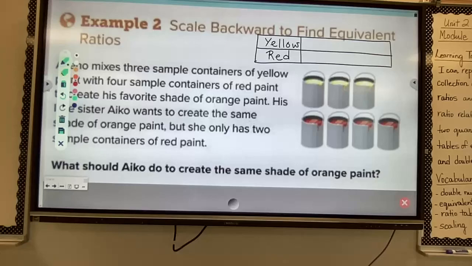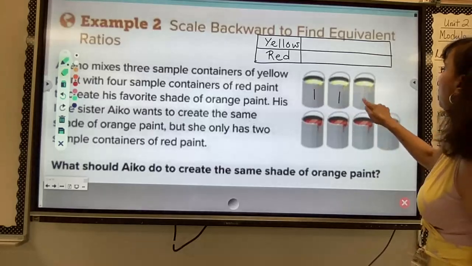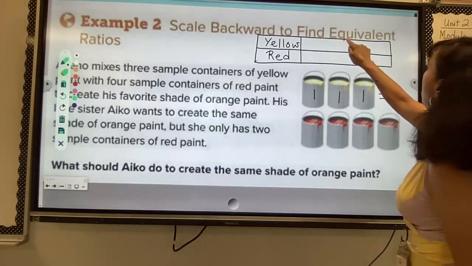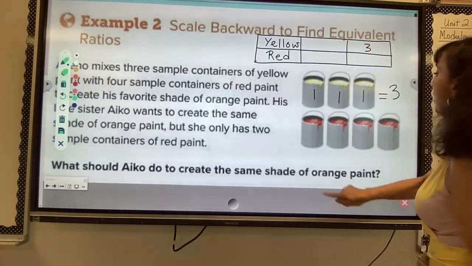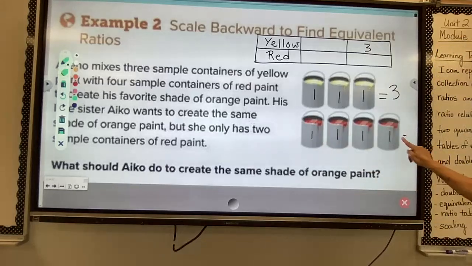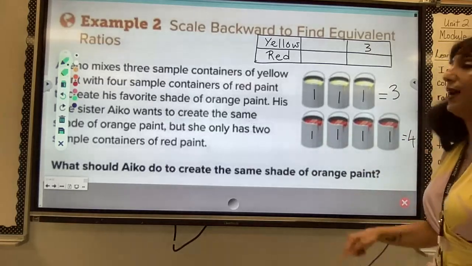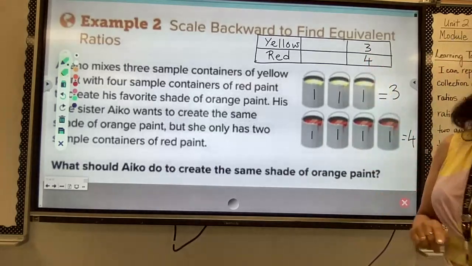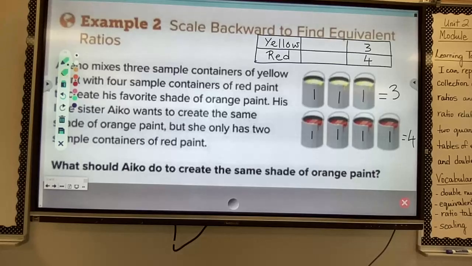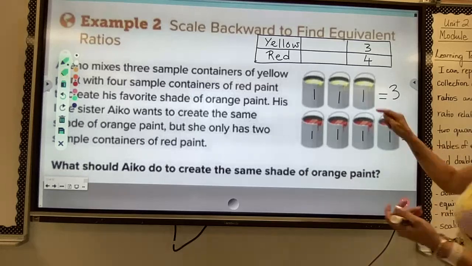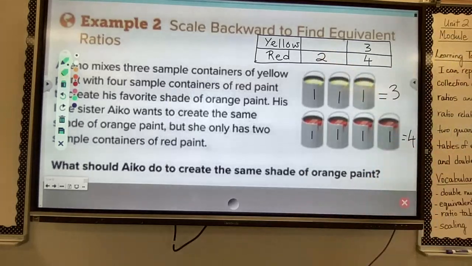I can see I have 1, 2, 3. So this is my 3. I have 3, and I have 1, 2, 3, 4. This is 4. So 3 to 4 is what I actually have. For every 3 containers of yellow paint, there are 4 containers of red paint, and the unknown is the amount of yellow paint needed to mix with 2 containers of red paint. She only has 2 containers of this.